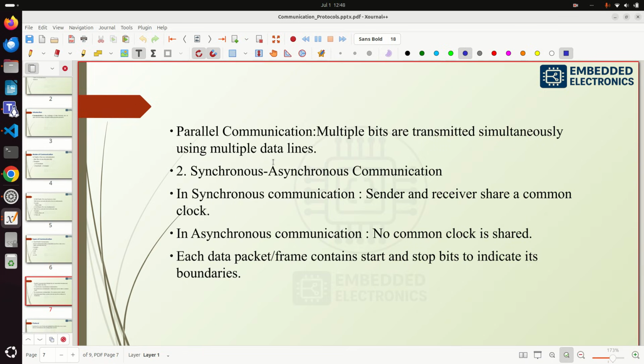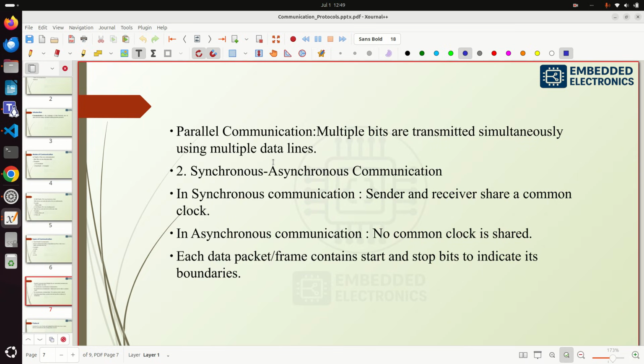So let's say parallel communication is nothing but n bits transmitted using n data lines. Now my n value is 8 bits. Now 8 bits are getting transmitted at an instant. Then what happens on my hardware? At least I need 8 lines, isn't it? So here the number of wires is high.